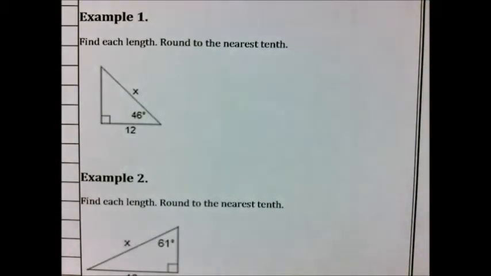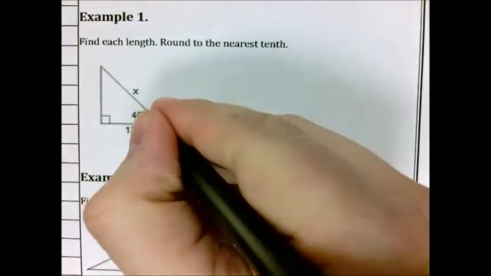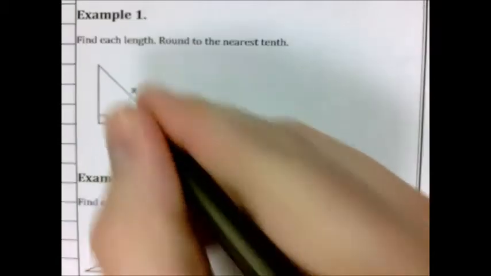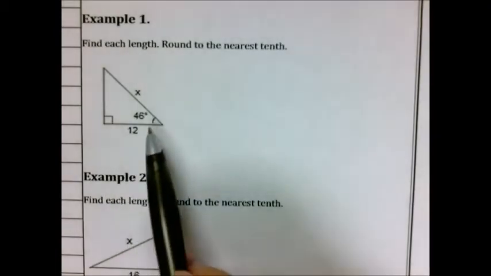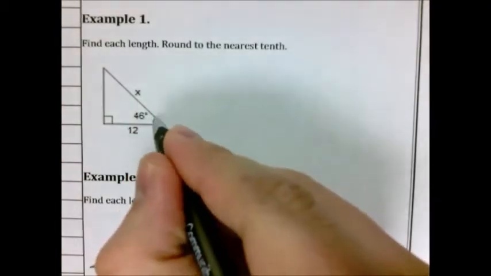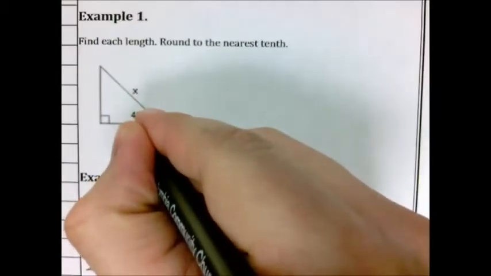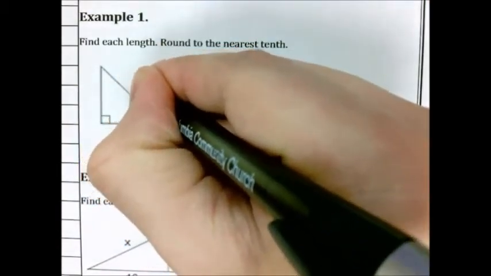Alright, example 1 says to find each length and round to the nearest tenth. Okay, so here's how we do this. When we are given an angle and the two sides that we're missing, we need to first identify what we are trying to find out. What are these different sides based on the angle we're given? This is the side adjacent to that angle, and x is the hypotenuse to that angle, right?